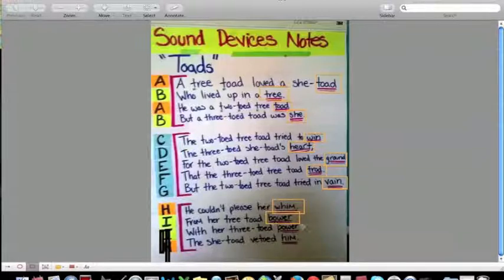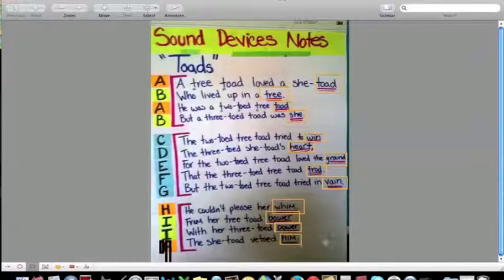Now we have the word power. Does the word power rhyme with any other word before it? Bower, whim, vein, trod, ground, heart, wind, she, toad, tree, toad. Yes, the word power rhymes with the word bower. Therefore, they both have the letter I to label their rhyme scheme. These letters are used to recognize the patterns. We recognize that there are two words that rhyme at the end of these two lines, so they both get the same letter.